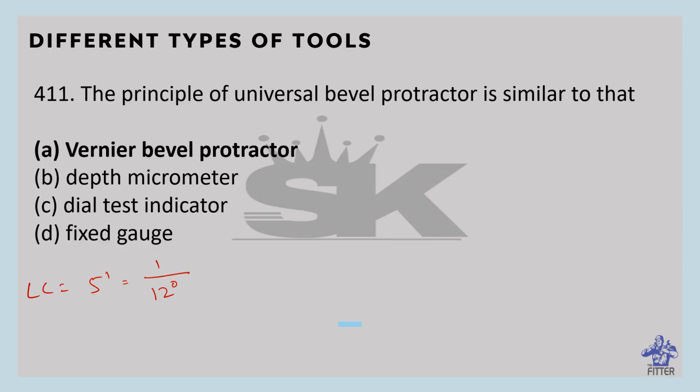So to get the least count of 5 minutes in a vernier bevel protractor, the 20-degree main scale is divided into 12 equal parts on vernier scale.